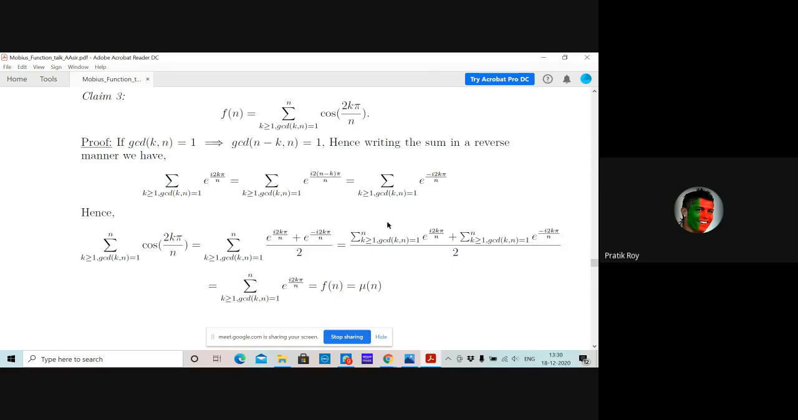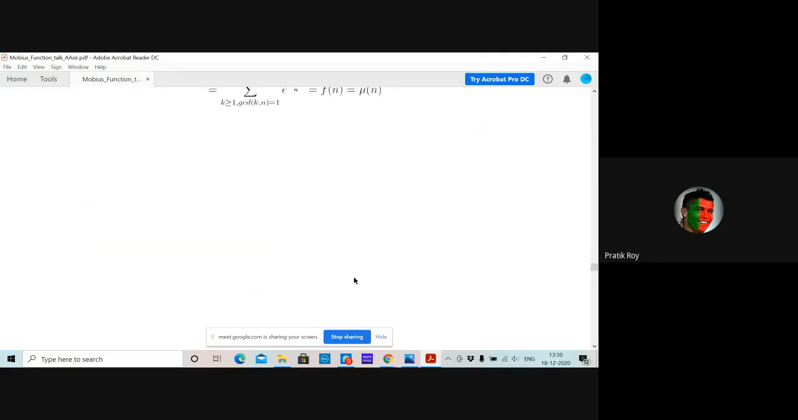We get the sum of the primitive roots of unity plus the sum of the conjugates of the primitive roots of unity. And we know that these two sums are the same. So that will be 2 times the sum of the primitive roots of unity, and this 2 will cancel with the 2 in the denominator, and will give our required identity, which equals f(n), which is equal to mu(n). So hence we have the identity.